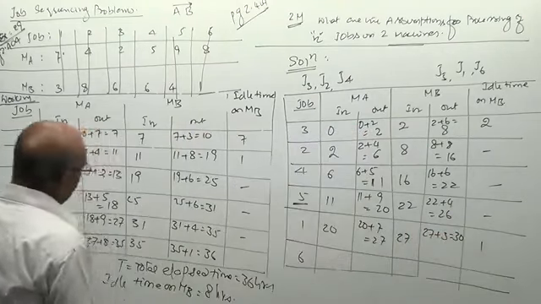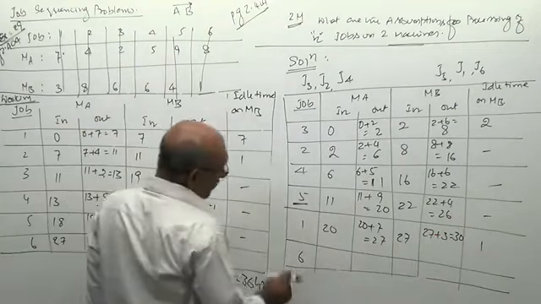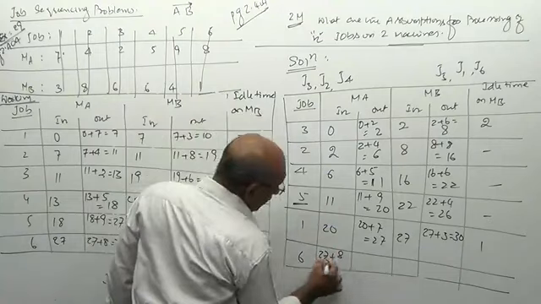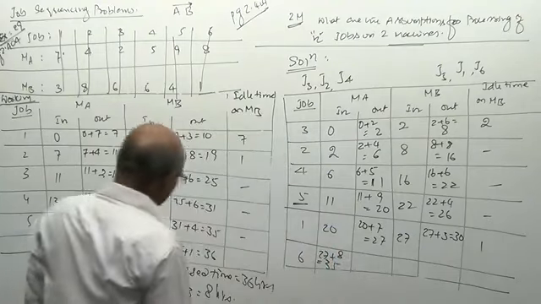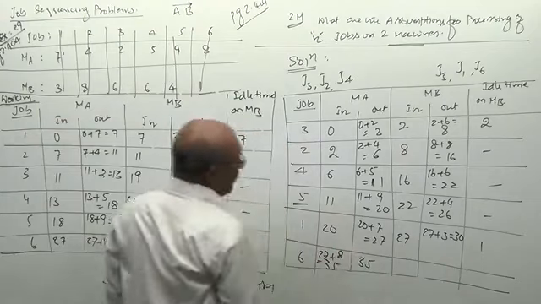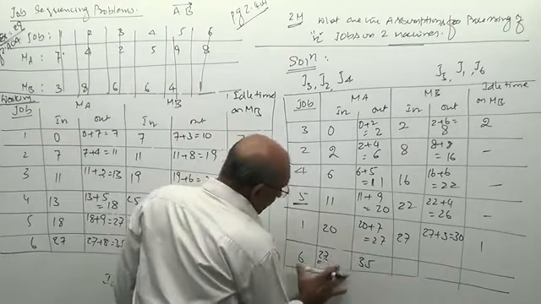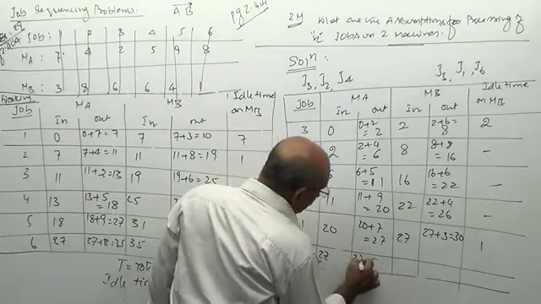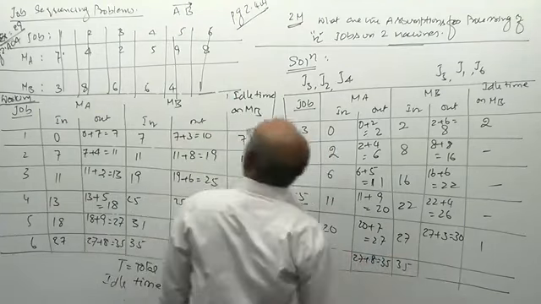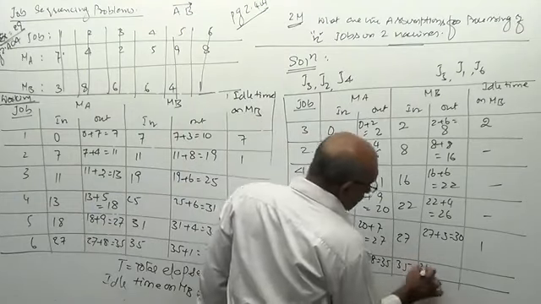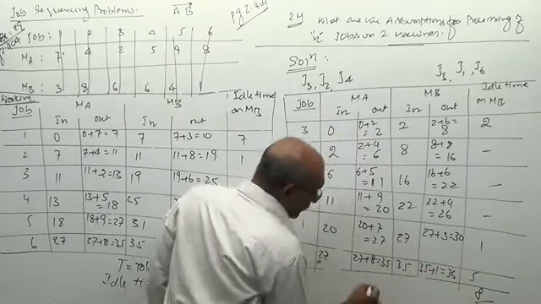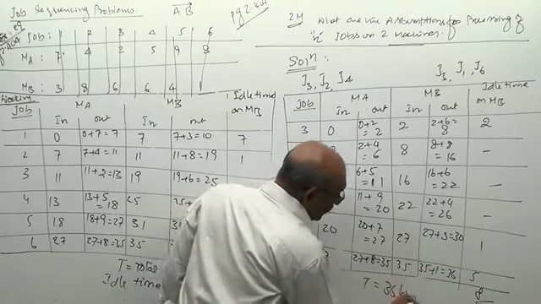Last one is job number 6. So 27 plus 8, 35. At what time will it enter? The 35th hour. Sorry, this is 27. 27 plus 8, 35. It will enter at 35. How many hours are required? 1 hour. 35 plus 1, 36. Idle time is 8 hours. Total elapsed time is 36 hours.